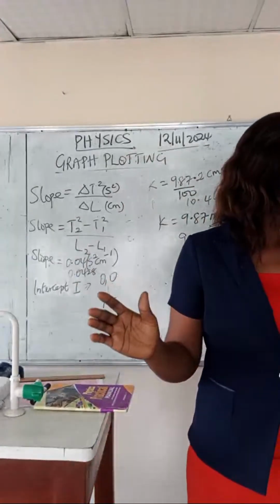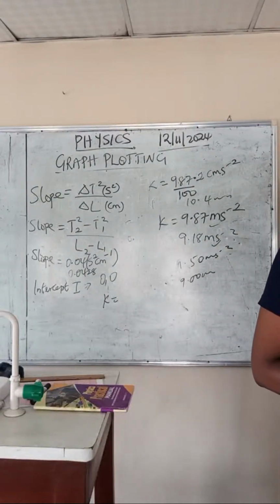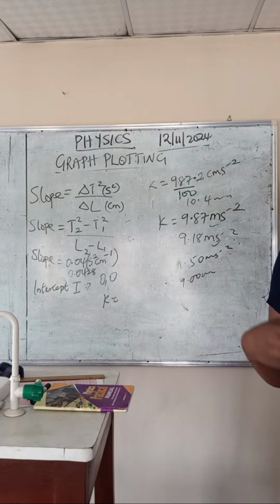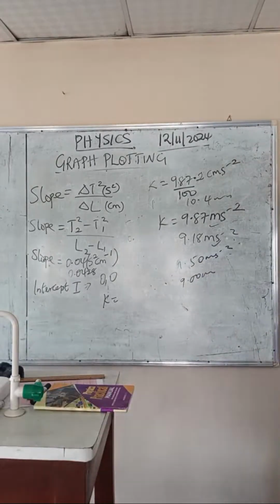Are we clear? Yes, ma'am. We have a question. I don't like this graph of yours. How can the three points be on one side? Clean that and redraw it again. Are we clear?